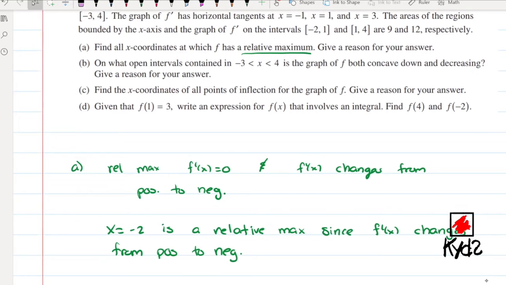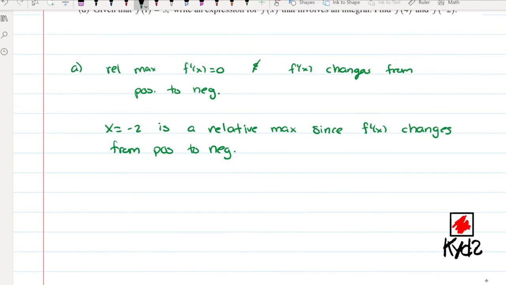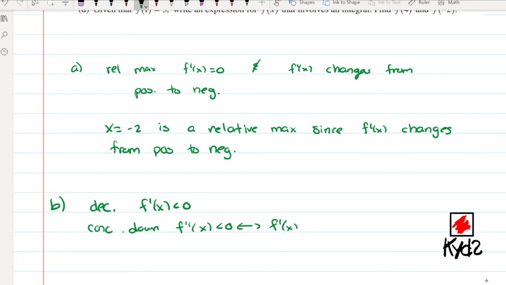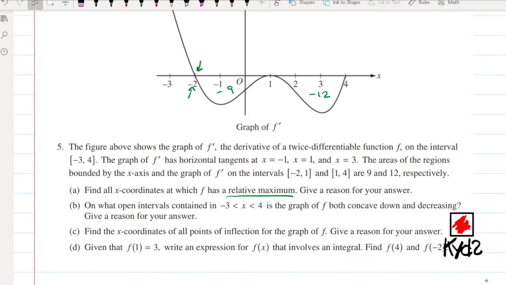All right, part B. On what open intervals contained in -3 to 4 is the graph both concave down and decreasing? Give a reason for your answer. Okay, so in order to be decreasing, f prime of x has to be negative, and to be concave down, f double prime of x has to be negative, or f prime of x is decreasing. Okay, so let's go ahead and look at the graph and see where that happens.